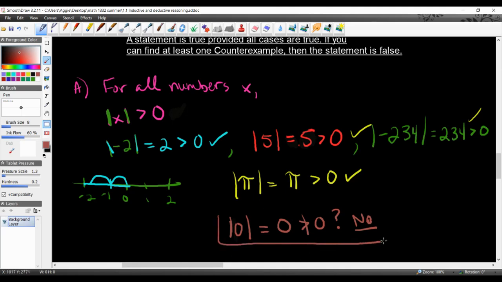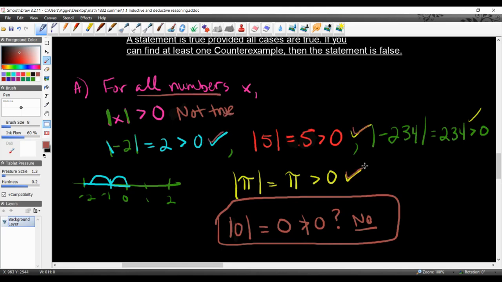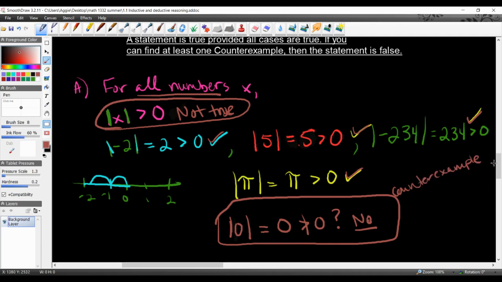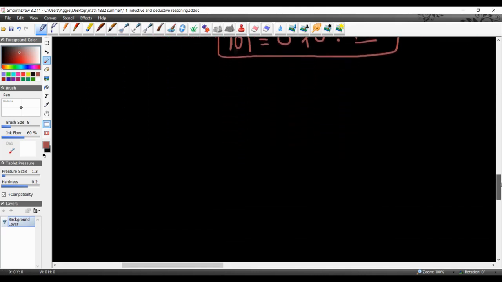This is equal to, not greater than. So this right here is my counterexample, and this proves that this is not true for all numbers x. It might be true for some. In fact, it's true for every real number except 0. So that right there is the counterexample I was referring to. Okay, so let's try a few more of these, just to try to find some counterexamples.